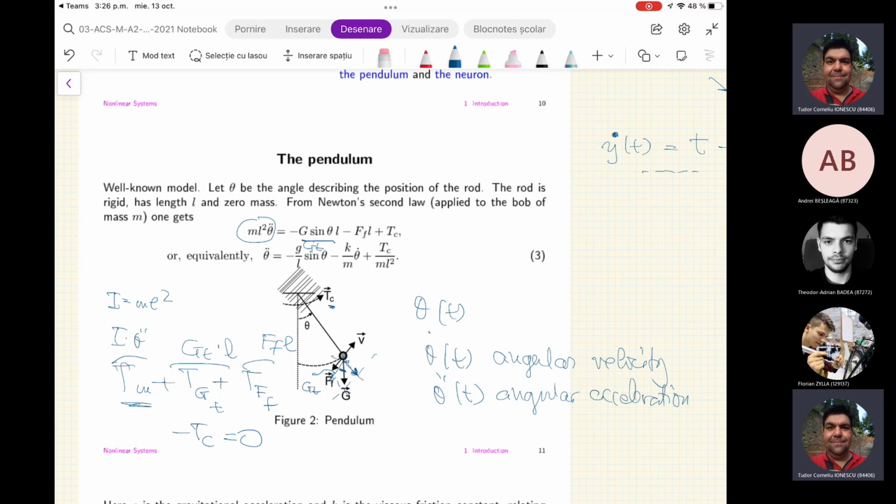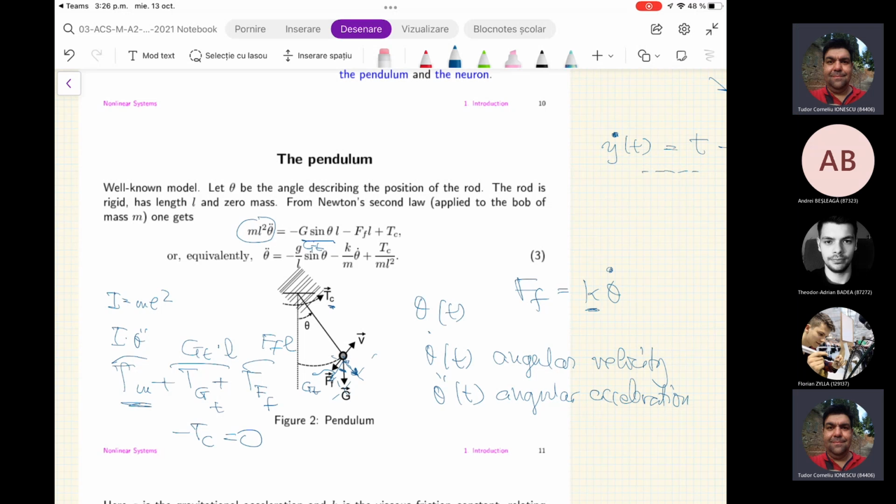Now the friction force itself is given, or is proportional to what? Usually the friction force is proportional to the velocity. In this case, the viscous friction with the air is proportional to the angular velocity of the pendulum. And we consider it to be linear. So this is a linear dependency.